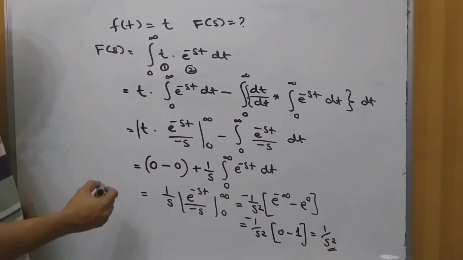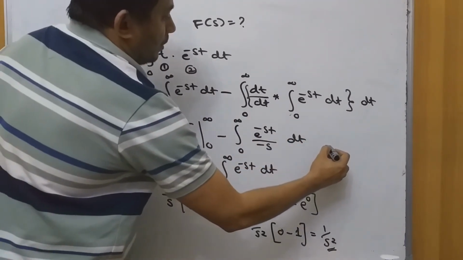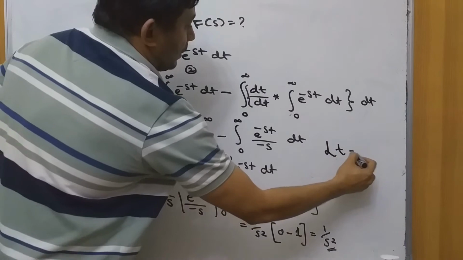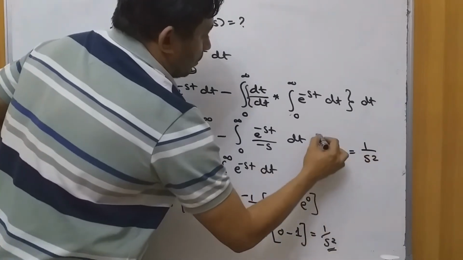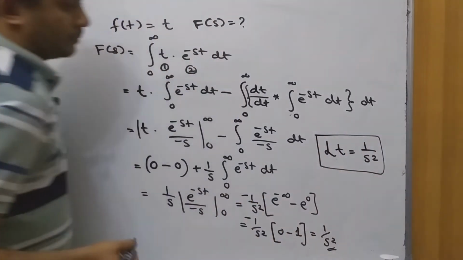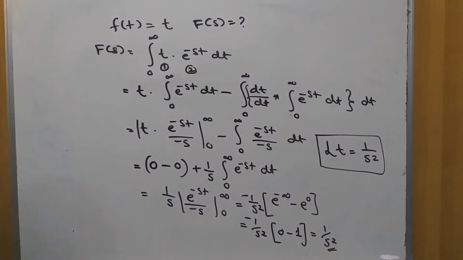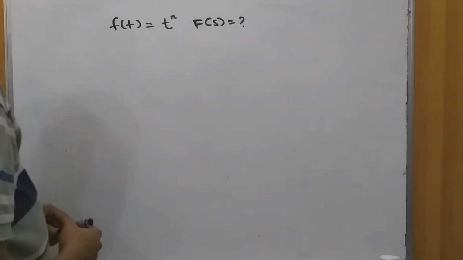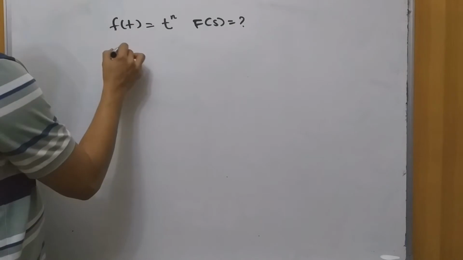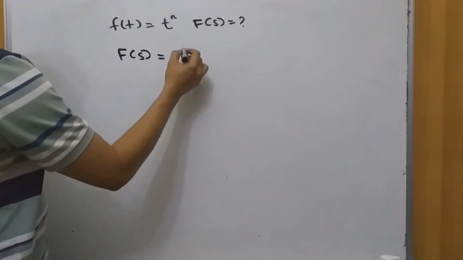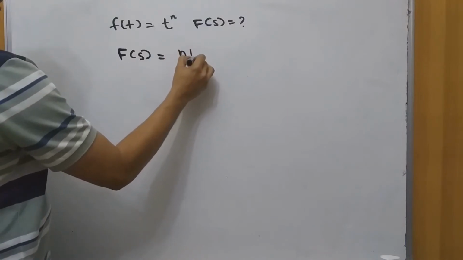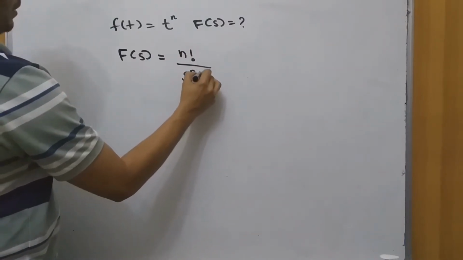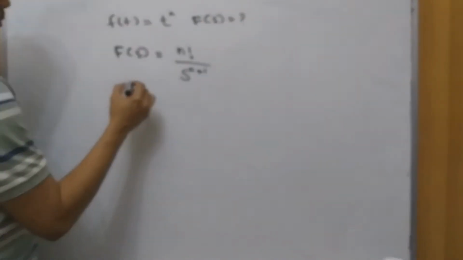So what you have seen in this case is that the Laplace transform of t will be 1 by s square. Now, as a general rule, if f of t is t raised to n, then f of s is obtained by the equation n factorial divided by s raised to n plus 1. So let us try now.